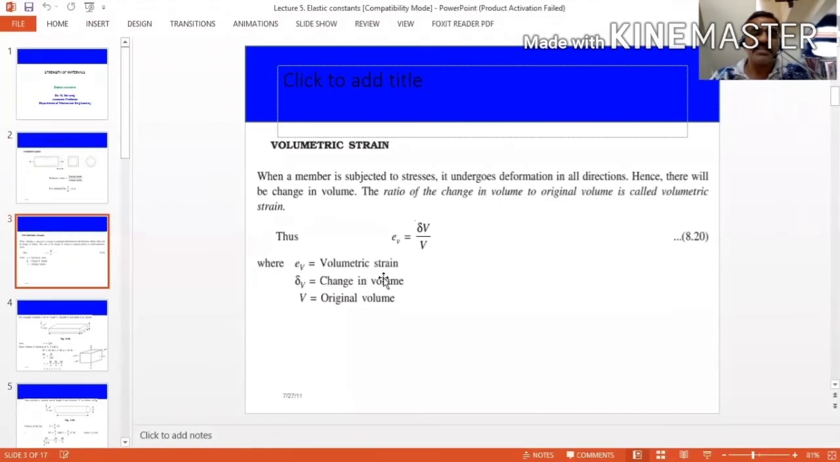Now volumetric strain. Whenever any body is subjected to load, there will be a change in dimensions. So ultimately volume also will change. So change in volume divided by volume is known as volumetric strain, right?